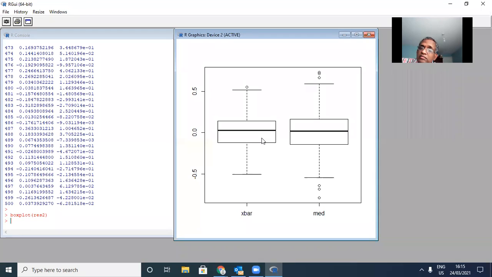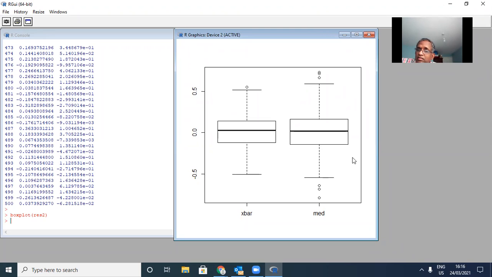Yes, it measures how variable the data are, or the simulated data are, right? So in this case, you can see that the first box is shorter compared to the second box. Hence, the variability of the sample mean is smaller compared to the variability of the sample median.